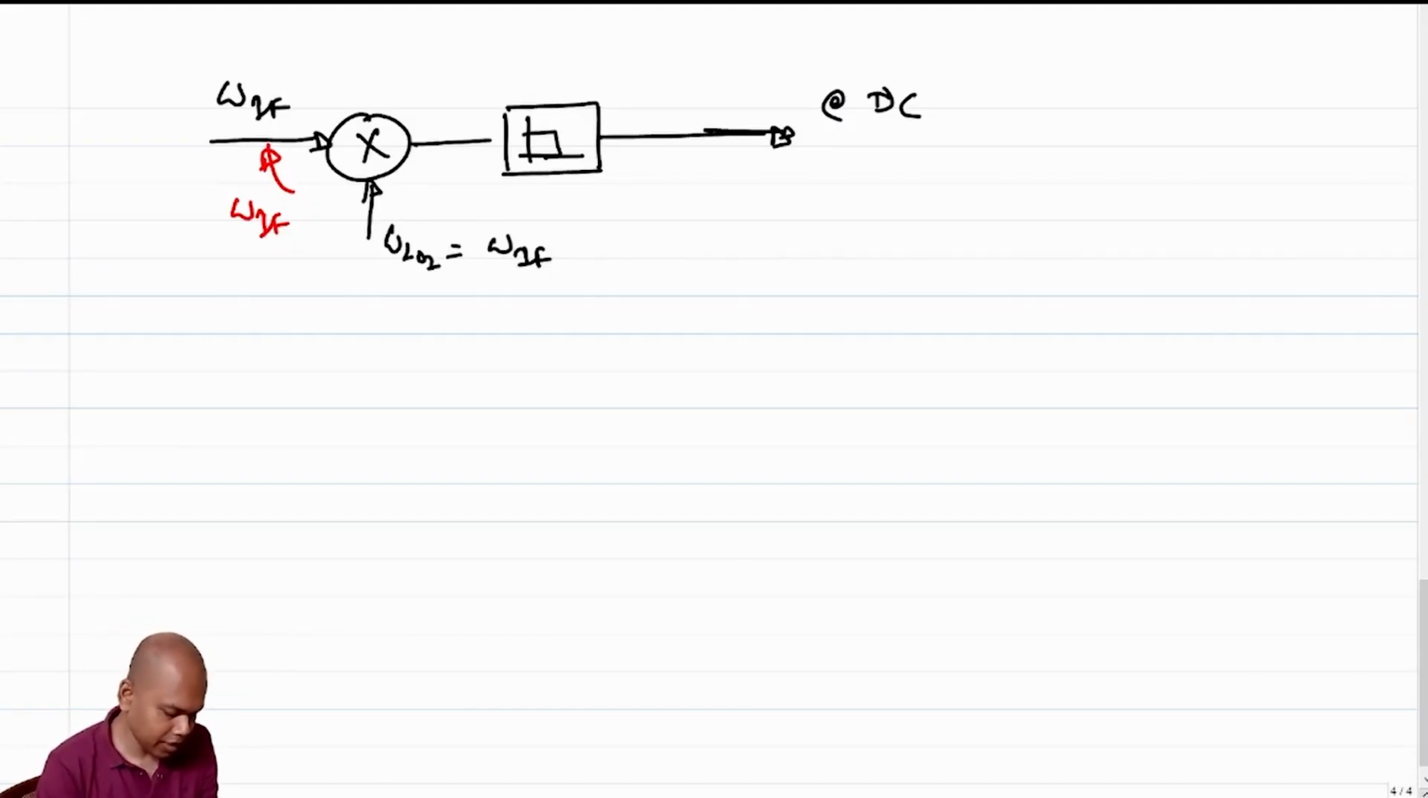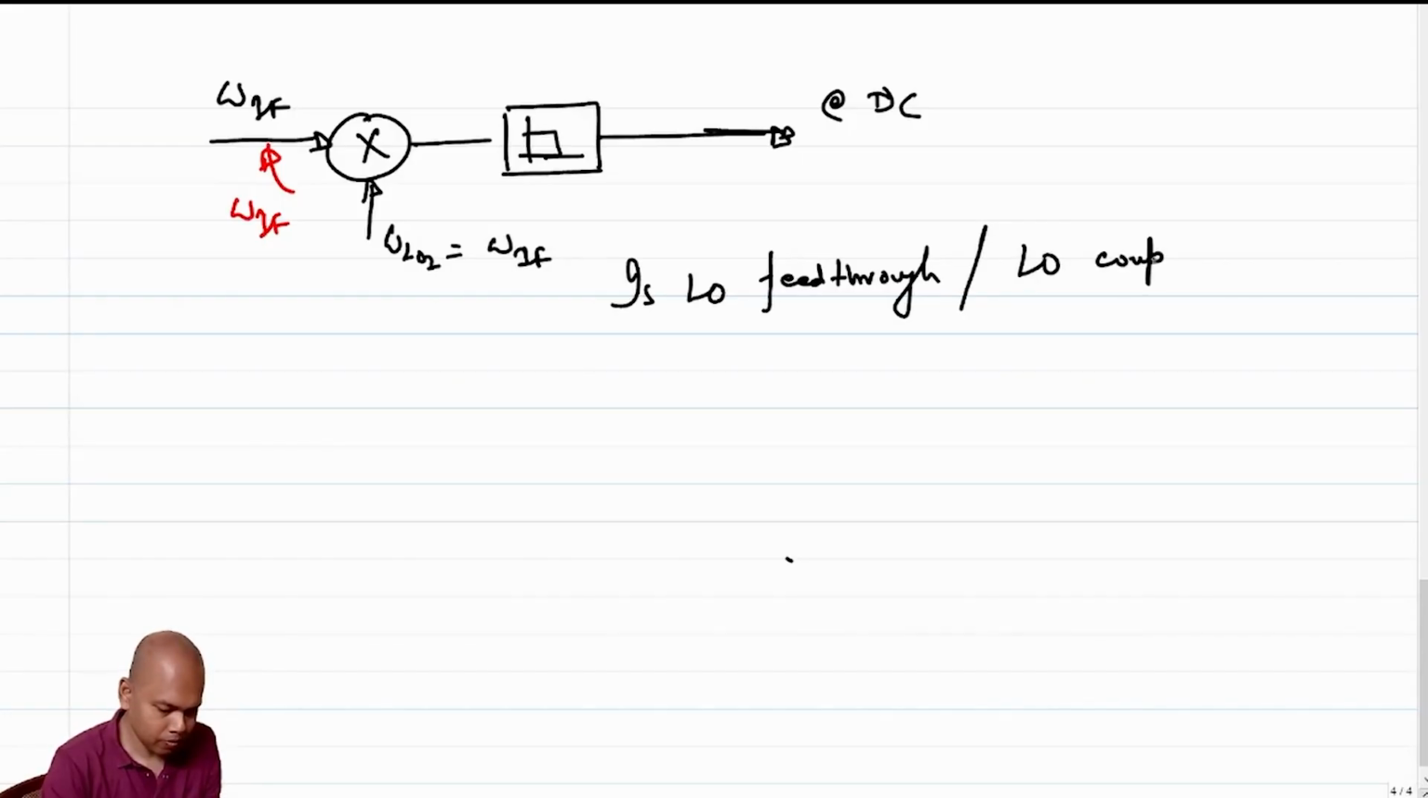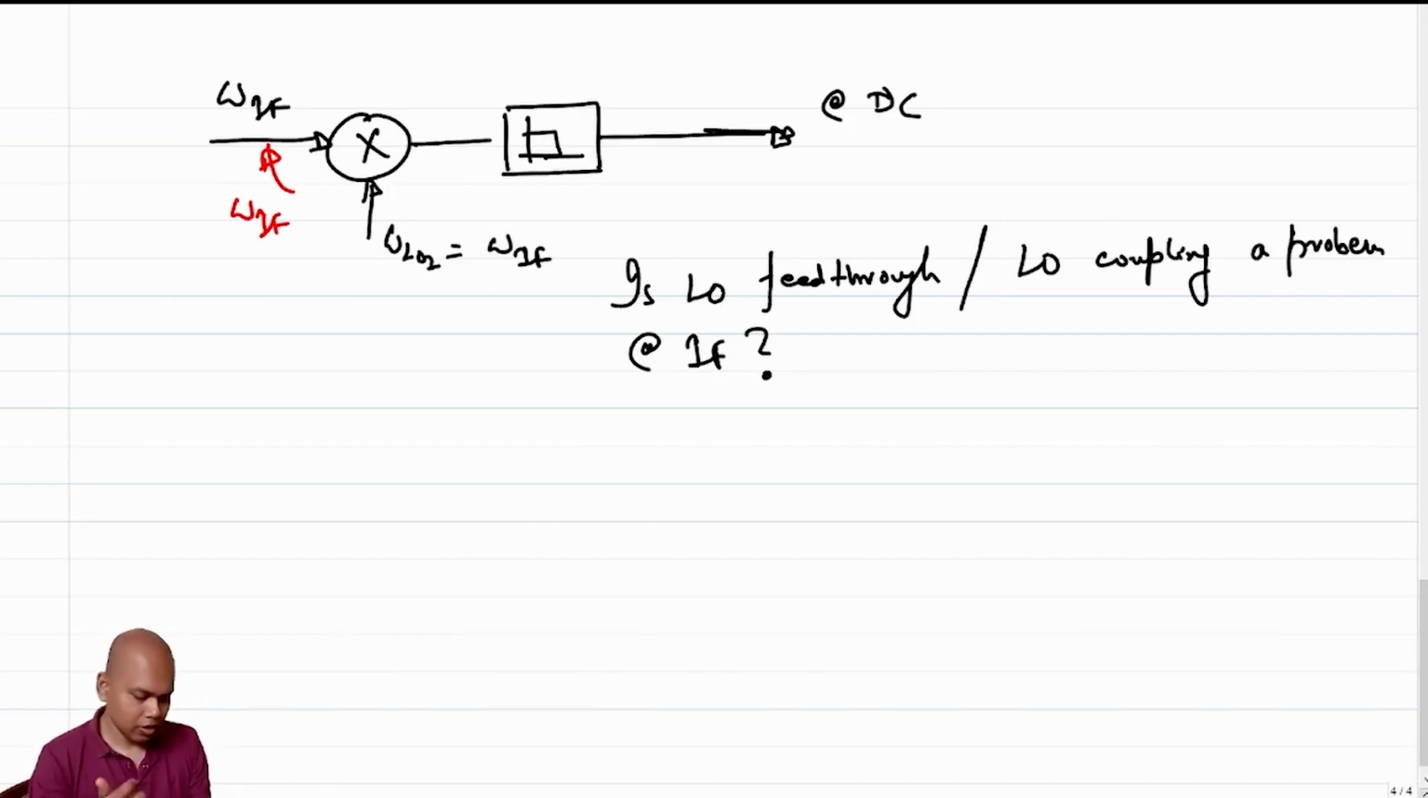Let's look at the potential spectrum. So is LO feed through, or LO coupling, a problem at IF? So that's the question we are trying to understand. To appreciate that, let's take an example.